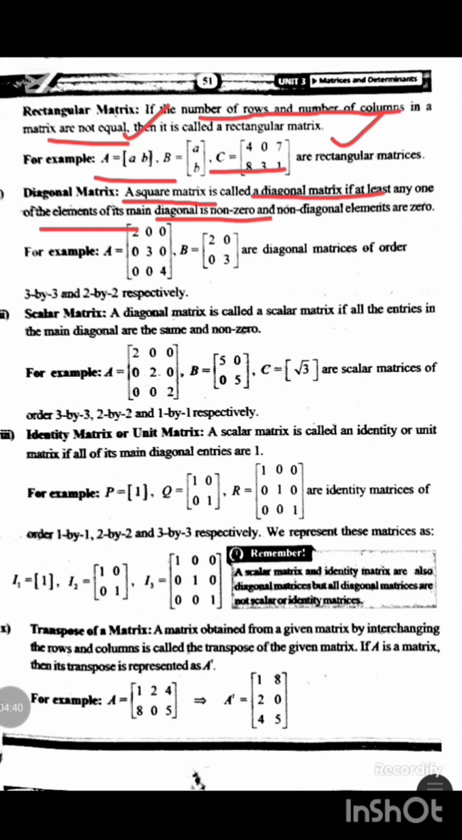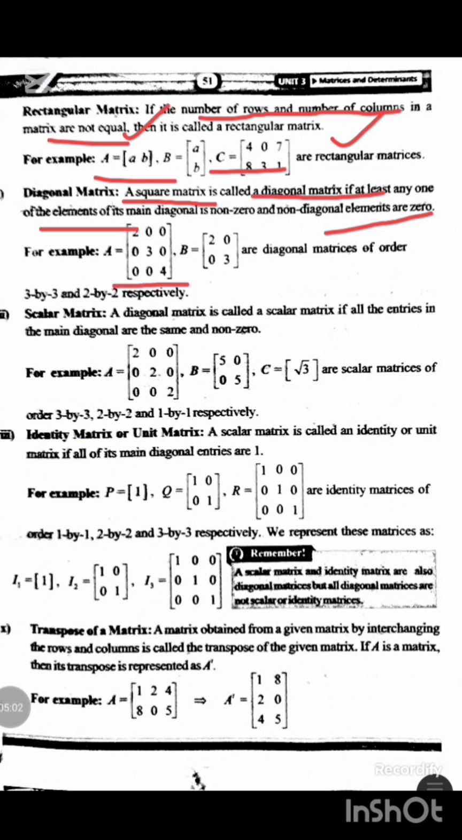What is the main diagonal? 2 and 3 are main diagonal elements. So it means in its main diagonal at least one of its entries should be non-zero, and other entries should be 0. So that matrix will be called a diagonal matrix.